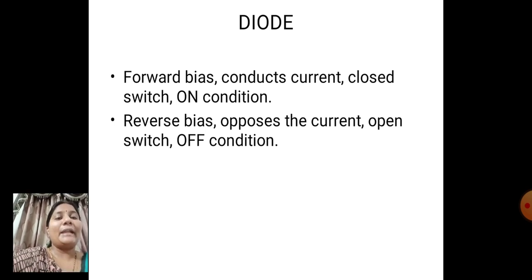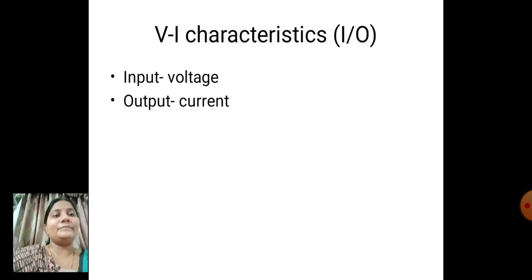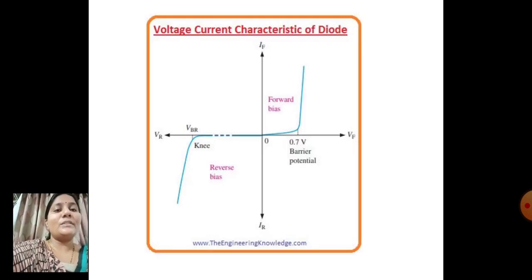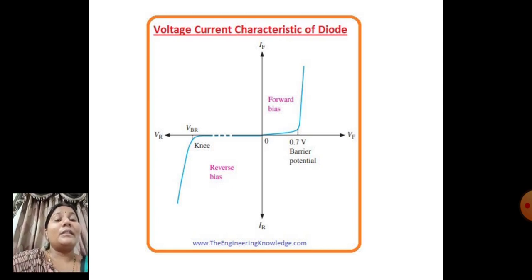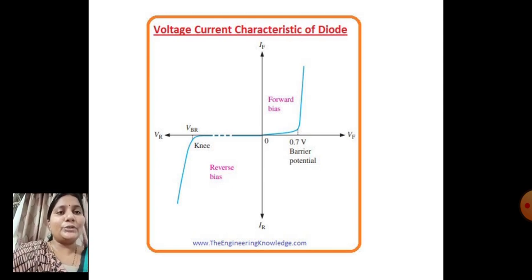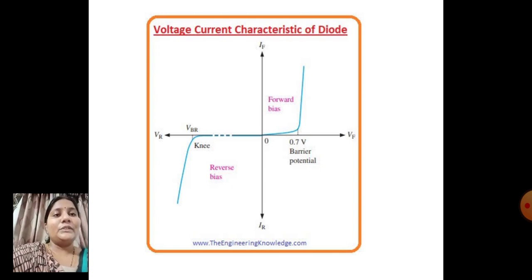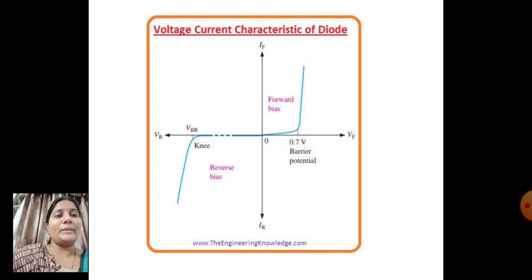But in the practical way, we have seen that there is also some current conducted in the reverse bias condition. So coming to the resistance, in the forward bias condition the resistance should be 0, and in the reverse bias condition the resistance should be infinite. These are the ideal values for the resistance, but coming to the practical values, we can't always get infinite resistance in the reverse bias and 0 resistance in forward bias.